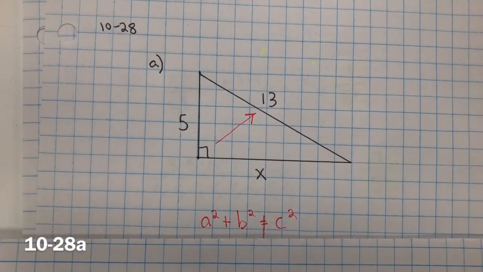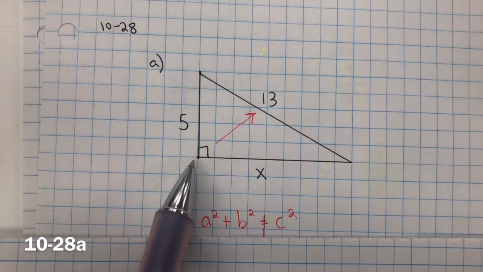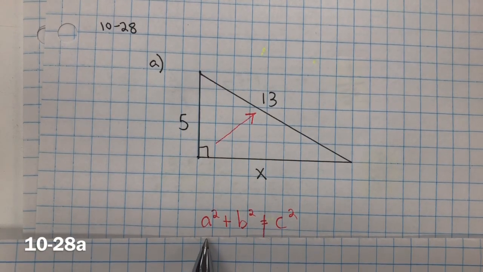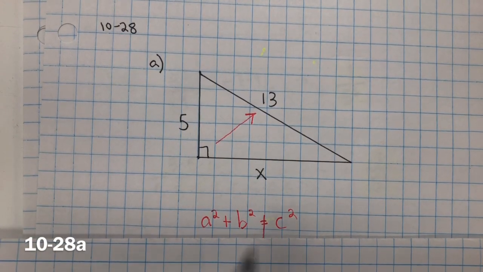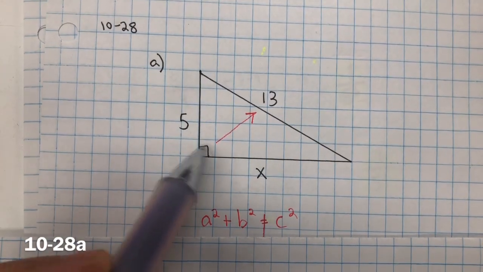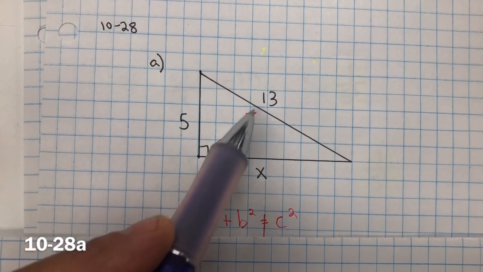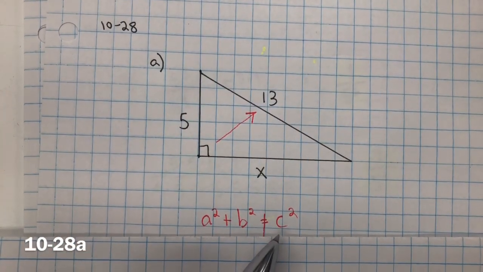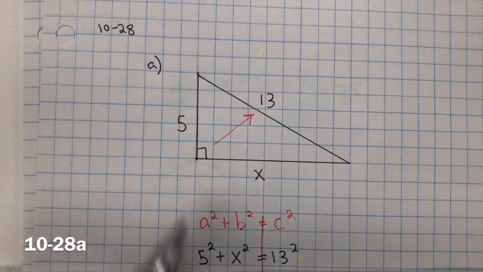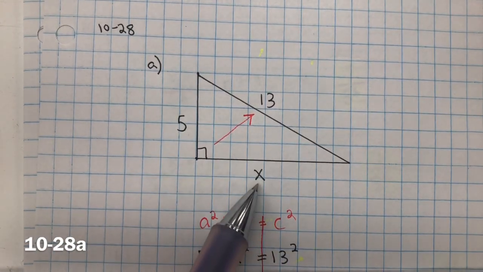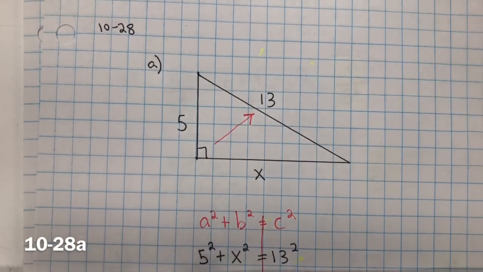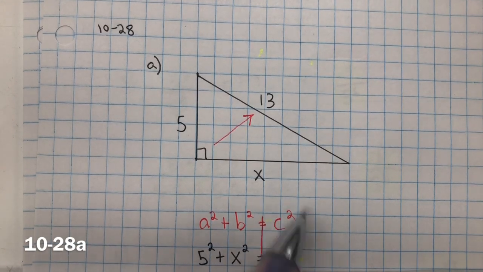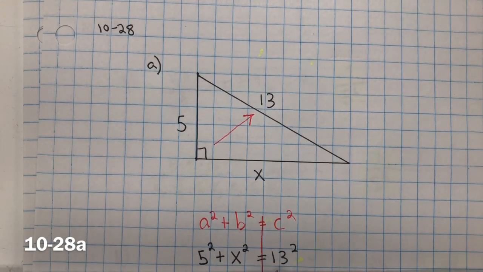For 10.28, we need to find the missing length of this right triangle. In order to find a missing length of a right triangle, we use the Pythagorean theorem, a squared plus b squared equals c squared. Here's the right angle, and I always like to put an arrow pointing towards the hypotenuse, the longest side, which is c. So now I can do a squared plus b squared equals c squared. So 5 squared plus x squared equals 13 squared. The hypotenuse will always be what it equals.